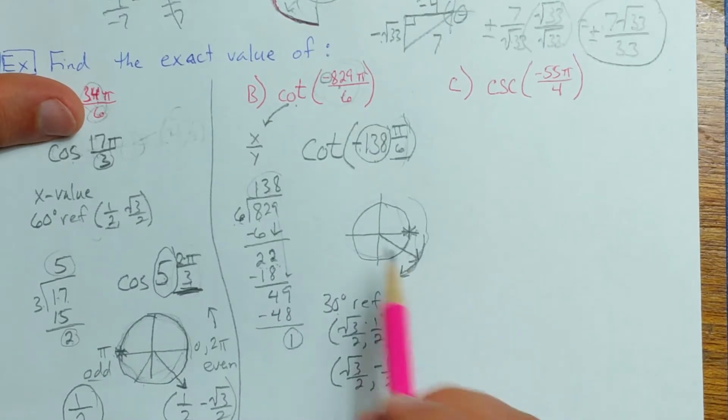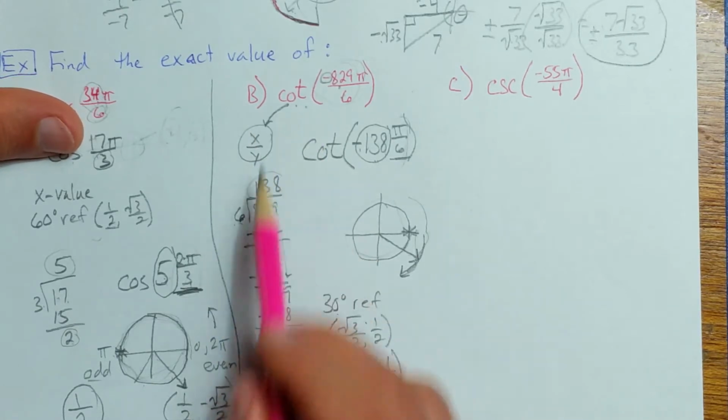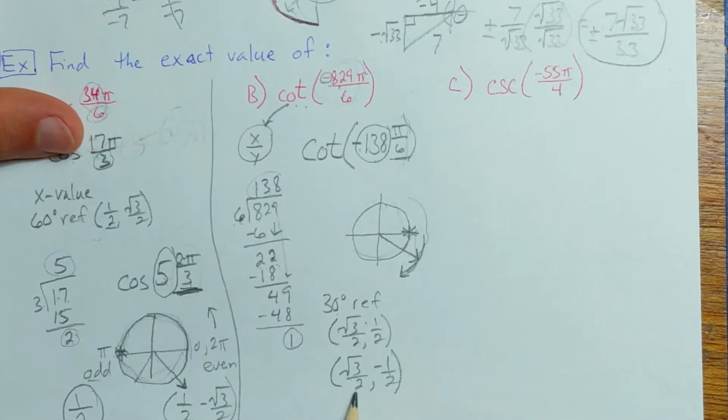Now that I know what the point is, remember what you're trying to find. You're trying to find the cotangent, which means take the x value, divide by the y. Remember what we said before, since the denominators are the same, when I go to multiply by the reciprocal, the 2's will just cancel out anyway. It's x divided by y. It would be negative square root of 3 over 1, which of course is implied to be there.